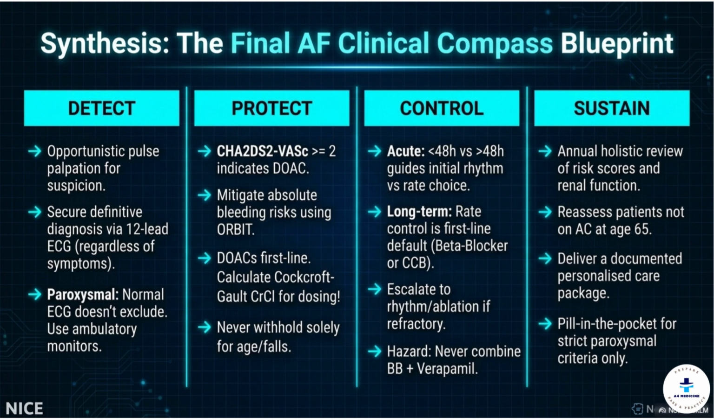This section introduces the overall clinical structure used to manage AF safely and consistently in practice. AF management can feel complex because it involves multiple parallel decisions, but in practice, it simplifies into four domains. First, we detect and confirm the diagnosis. Second, we assess stroke and bleeding risk and decide on anticoagulation. Third, we control symptoms using rate or rhythm strategies. And finally, we review the sustained treatment over time. This structure ensures no critical step is missed, and we will come back to this slide once more before we finish this presentation.